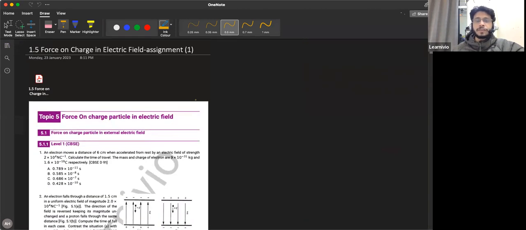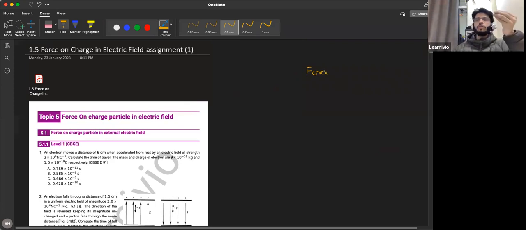After electric field lines, the next topic is force on charged particle. That's important. It's a very small topic, just two concepts, but you can get various numericals from it. Force on charged particle in electric field.